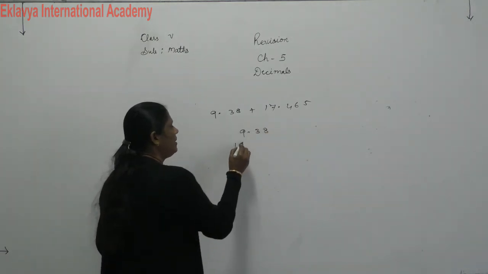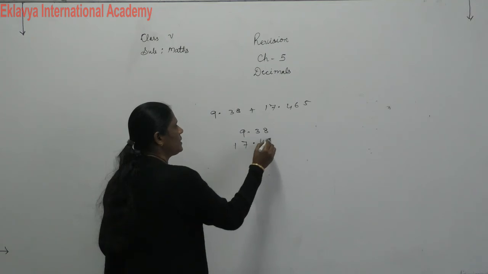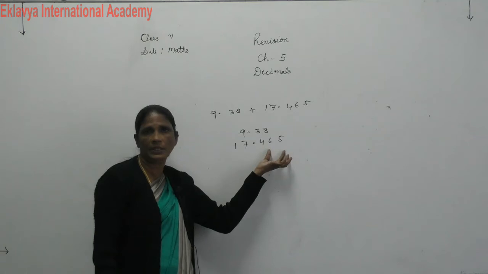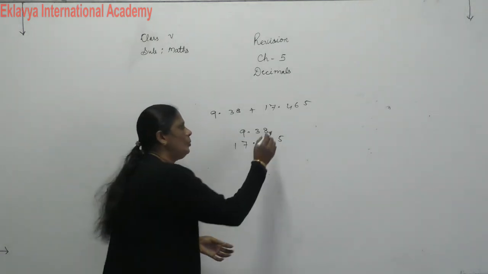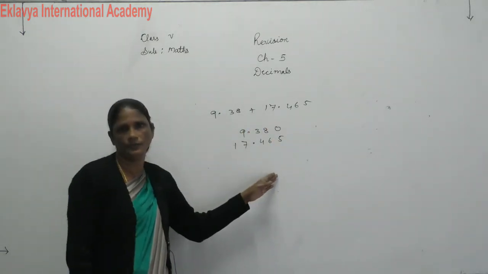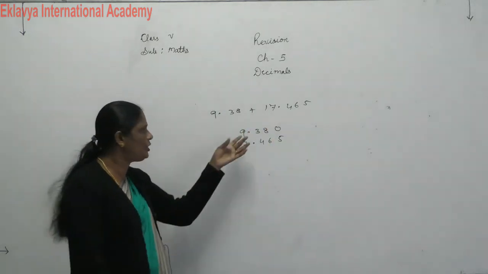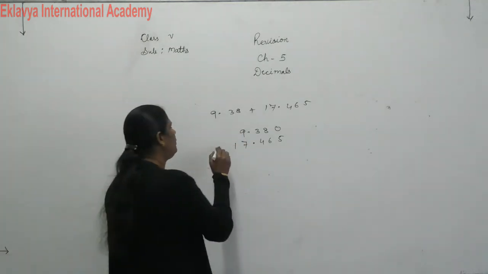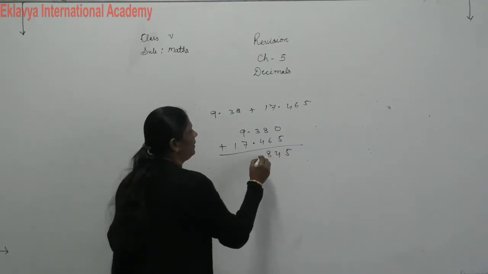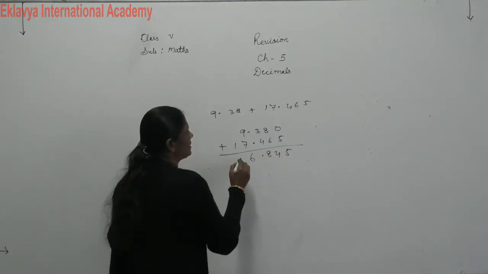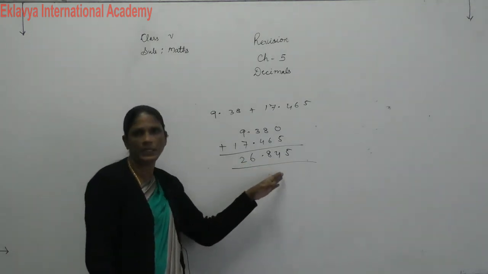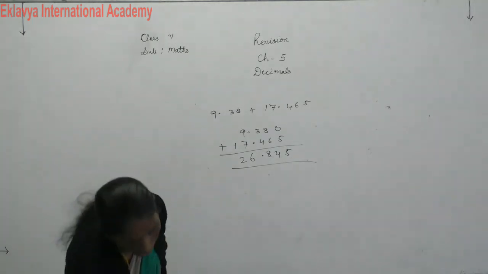9.38 here, 17.465. Look here after the decimal, here 3 places, here 2 places. You put a 0 on the right hand side of the 9.38. This is like decimal now. Now these numbers are alike. Don't put 0 in the whole number part. Now you add: 5, 14, 8, then 6, then 2. Our answer is 26.845.